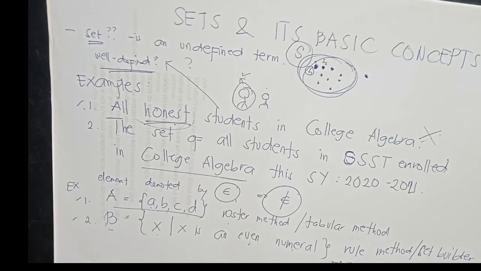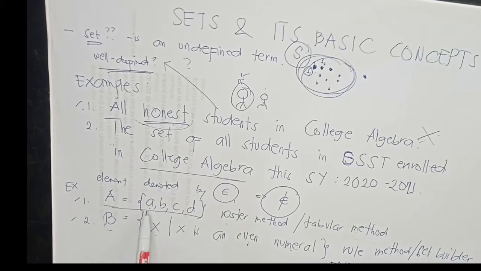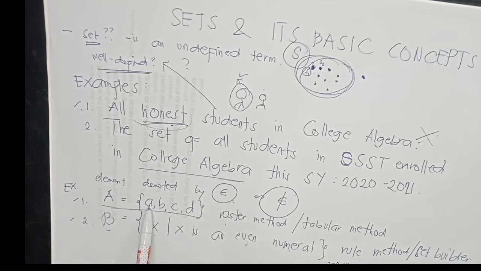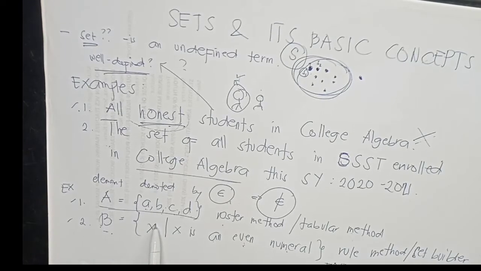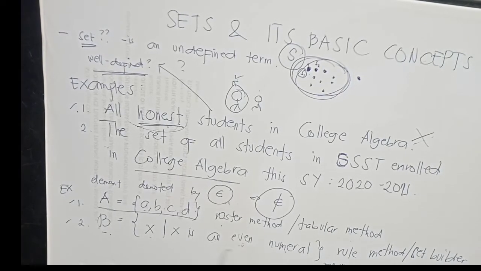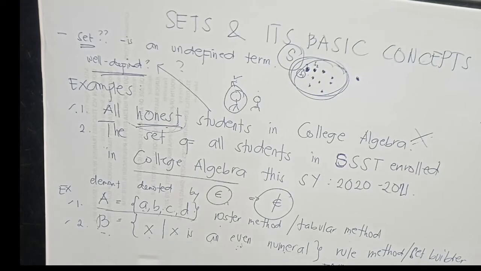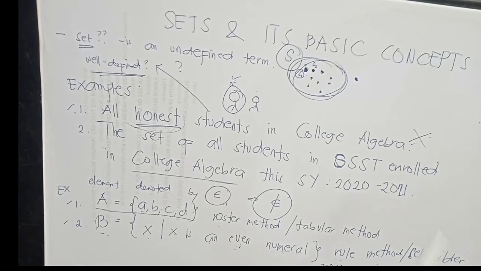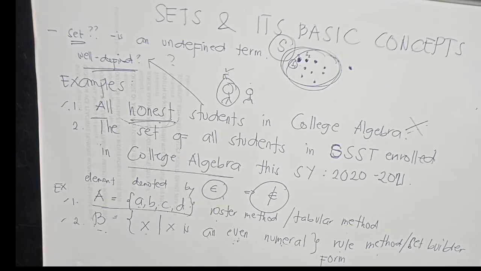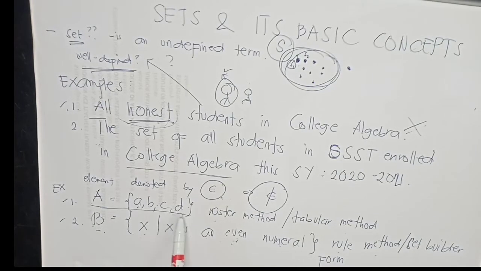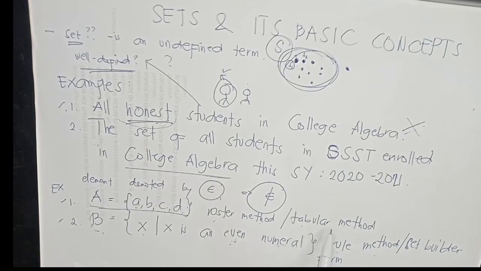So, note that hindi katulad ni A na sinulat niya lahat ng mga elements which is only A, B, C, and D, dito sa B is only X lang which nag-represent ng mga even numeral numbers. Okay? So, ito pong tawag na to is rule method or set builder form. So, ang pinagkaiba po, ang A is sinusulat lahat ng elements, si roster method or tabular method.